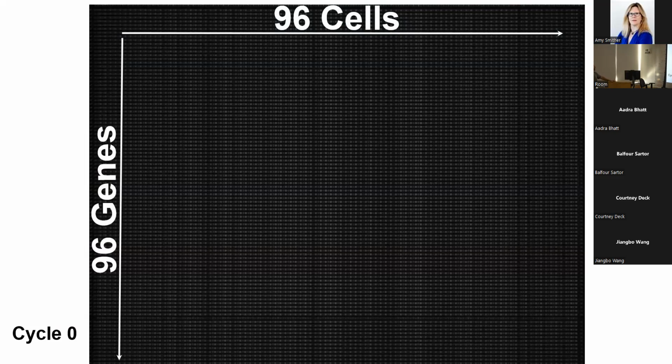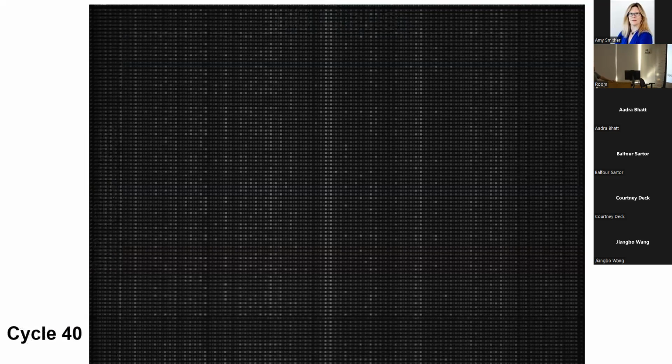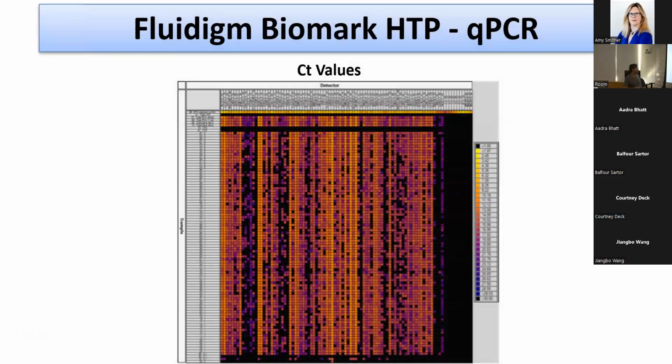This is that chip, and you can see this is at cycle 0. When you do the entire reaction, you get different intensities in those little squares, and the machine will read that intensity. The brighter it is, the more gene material you have in that particular well, and it will give you a CT value over that entire 40 cycles. It generates heat maps like this of the CT values, and you can download .csv files to do standard analysis using those CT values.